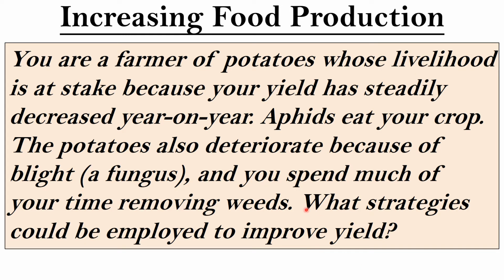So here's again just a wee scenario. You're a farmer of potatoes whose livelihood is at stake because your yield has steadily decreased year on year. Aphids, that's green fly, eat your crop. The potatoes also deteriorate because of blight, which is a fungus, and you spend much of your time removing weeds. So what strategies could be employed to improve yield? Pause, have a wee think about that. What could be done?